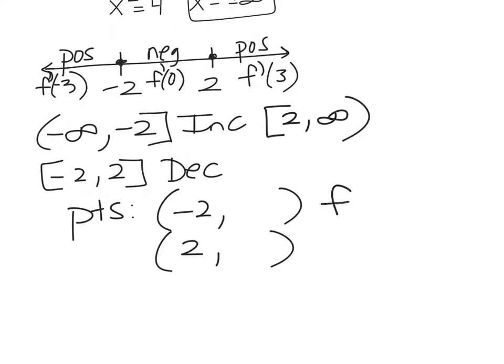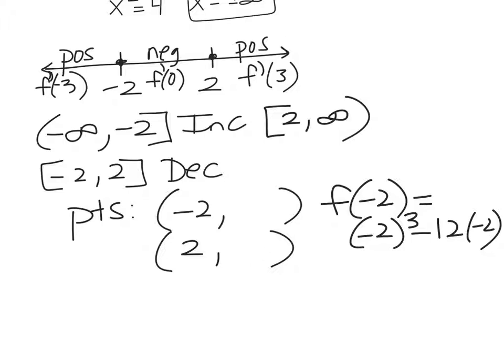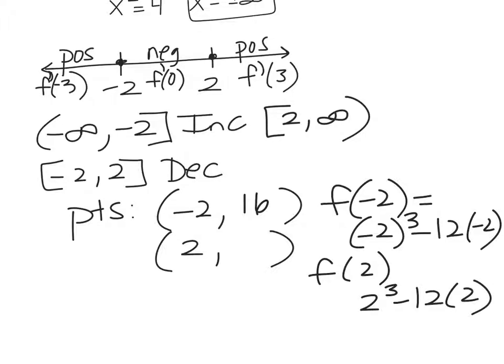So you're going to have to evaluate f of -2. You plug in -2. This one's not too bad. It's -2 cubed minus 12 times -2, which is 16. And then f of +2 is 2 cubed minus 12 times 2, which is -16.